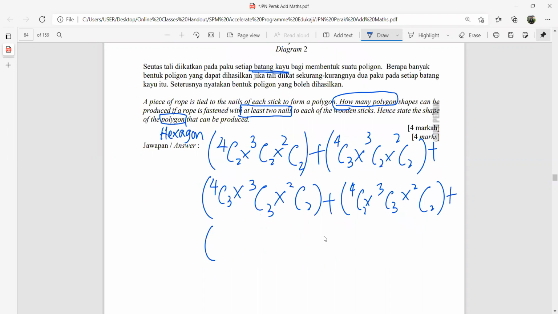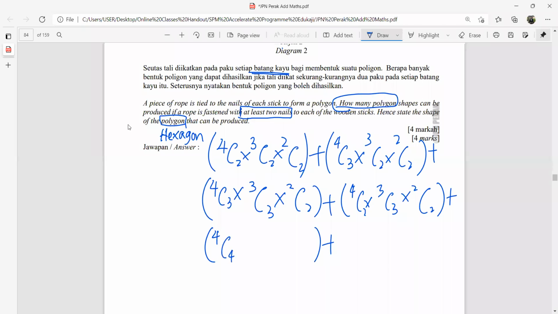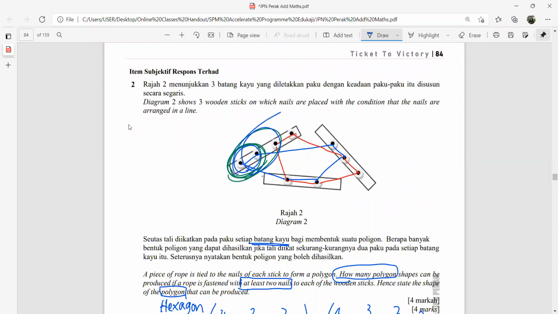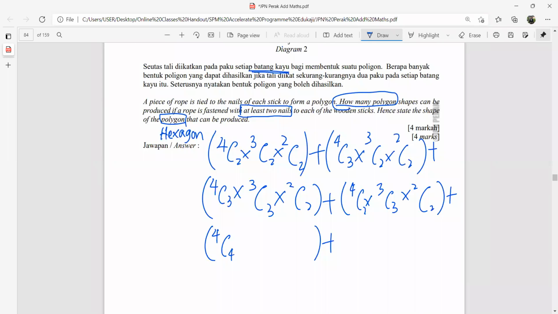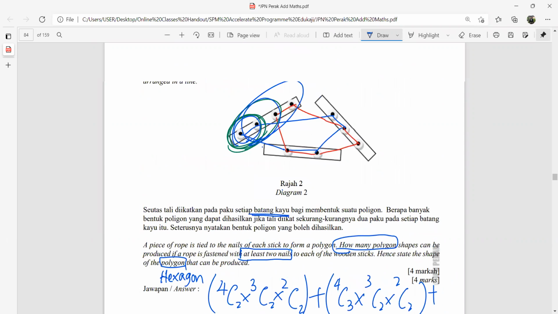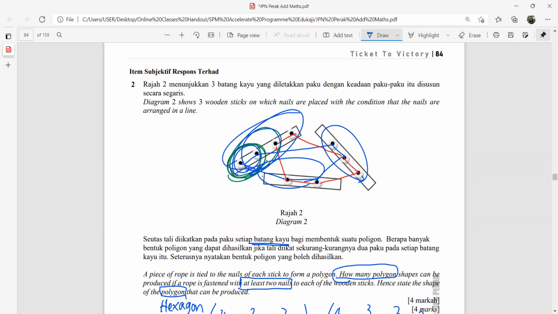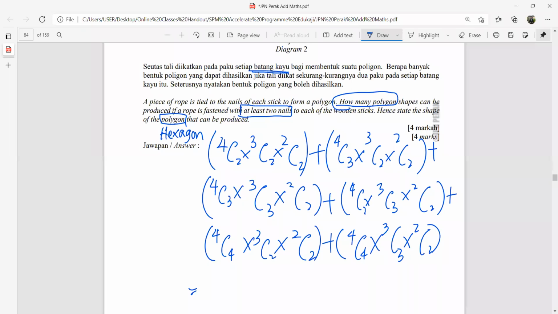Actually, 2 more choices. It will be 4C4, if I take all, all 4 of them. So, times 3C2, and then times 2C2. Okay? And then, can be 4C4 times 3C3 times 2C2. Because they say at least 2 nails, I can choose here a total of 3 of them, 2 of them, and 4 of them. Can, this is one of the choices.